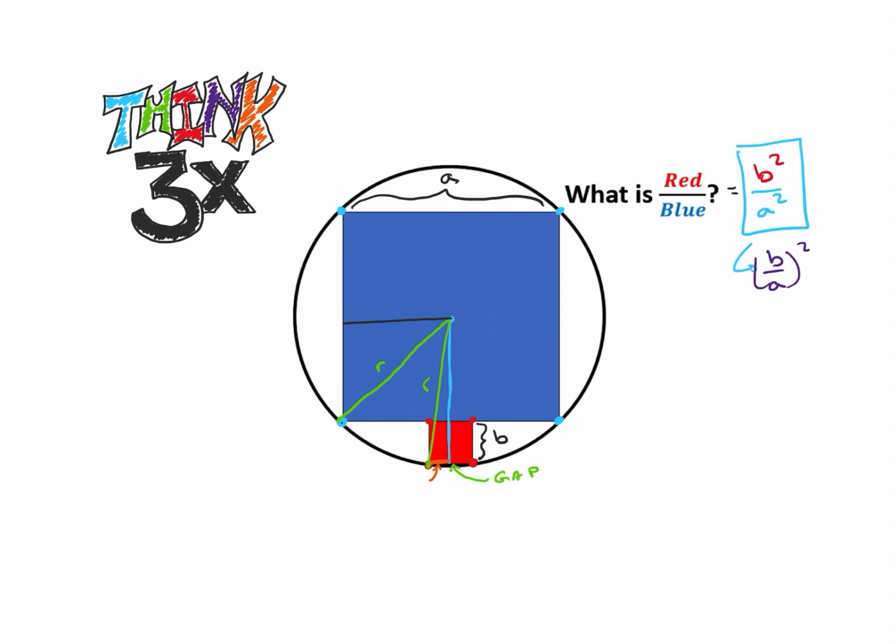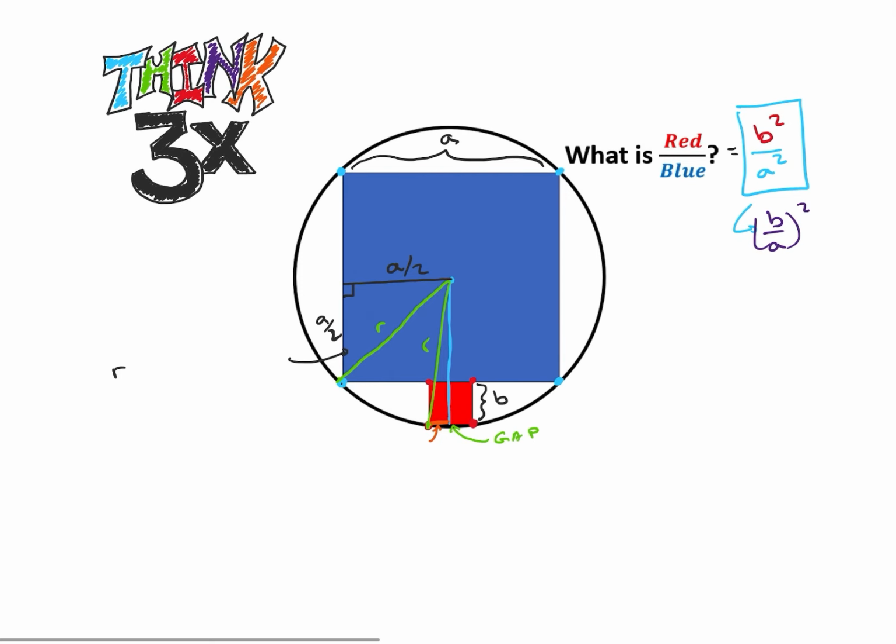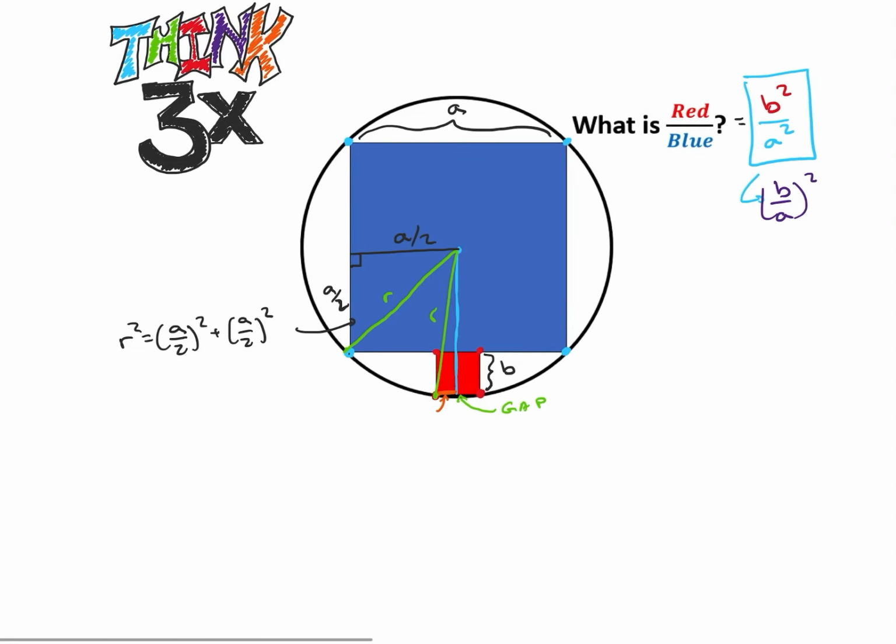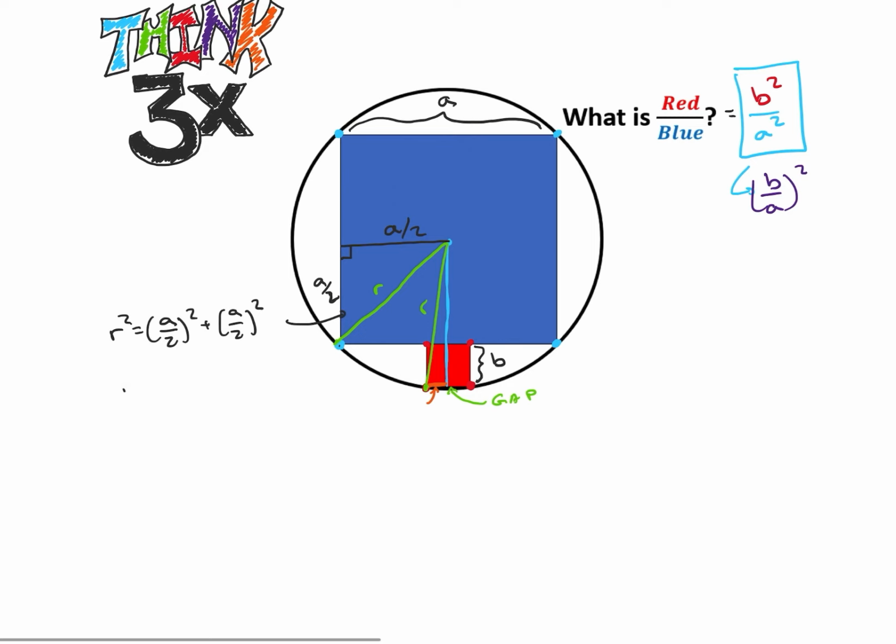Okay, so what I'm going to do now is look down here, and I see if I draw this right angle down here, this is going to be A over 2, and this is going to be A over 2. And I can actually solve for R. So if I look at this triangle and do Pythagorean theorem, I can see that R squared is going to be equal to (A over 2) squared plus (A over 2) squared. So R squared is going to be 2A squared over 4, which is A squared over 2. And that tells me that R is going to be A over the square root of 2.